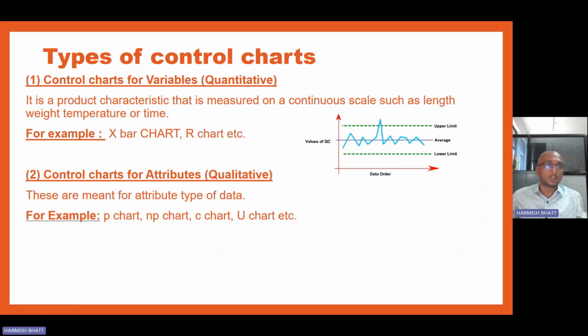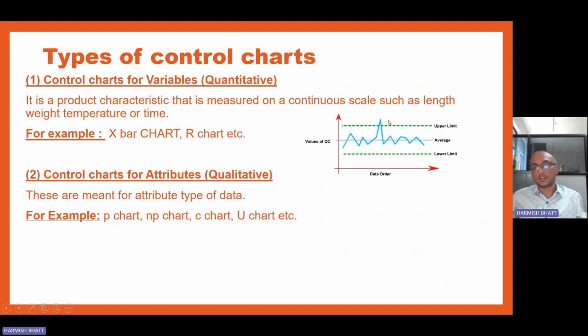As we discussed earlier, the control charts can be of two types. It may be for the variables as well as for the attributes. If we talk about the control charts for the variables, then the examples of this kind of variable charts are X bar chart and R chart. Same way, for the different types of control charts for attributes, we can have P chart, C chart, U chart, or NP chart.